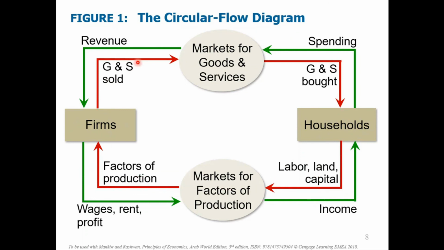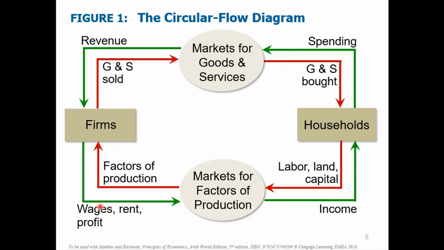And as you can see here, we have two circles. We have the inner circle and we have the outer circle. The inner circle, which represents the red color, is the flow of the production. So here, firms use people to make goods and services. After they produce them, they sell them to customers in the market for goods and services, as you can see here. The outer circle, the green color, represents the flow of the money.